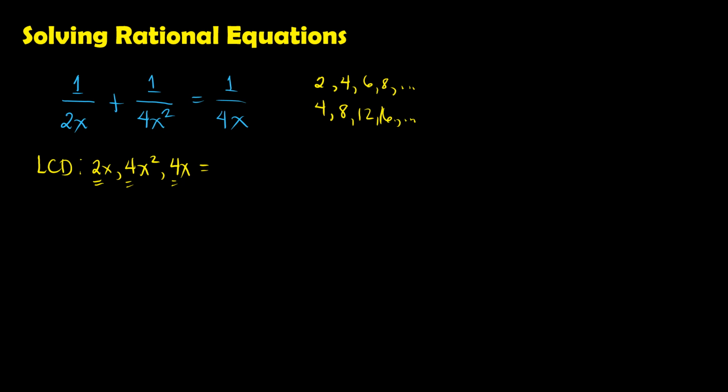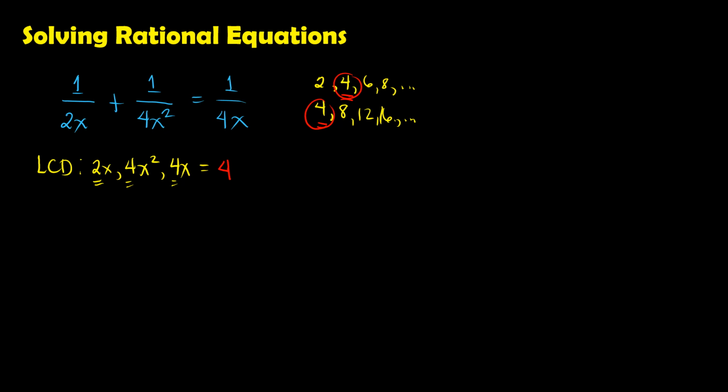So, saan ba sila unang naging pareho? Saan unang naging pareho yung multiples of 2 and multiples of 4? Diba? Ang unang parehong number nila ay 4. Kaya, our numerical coefficient is 4.